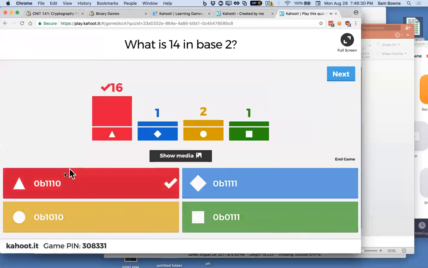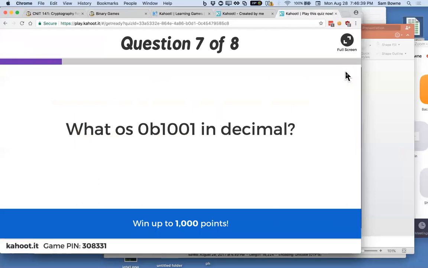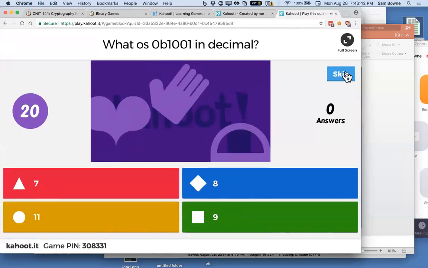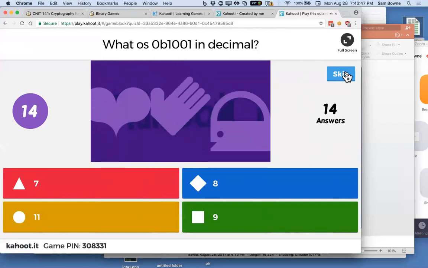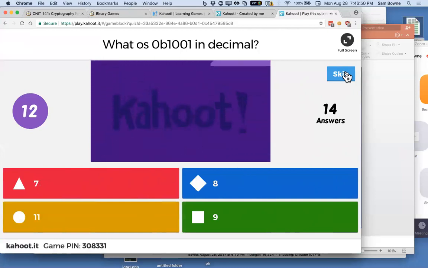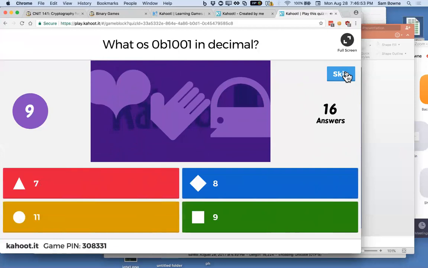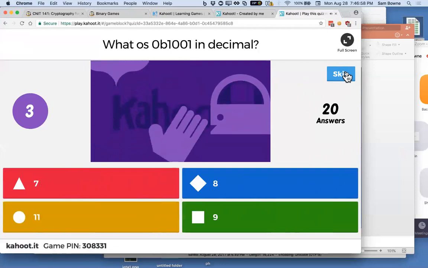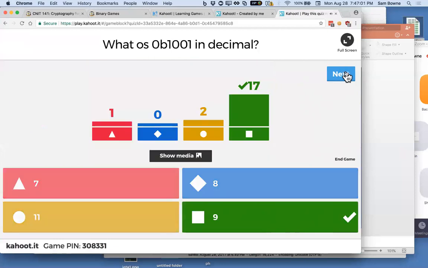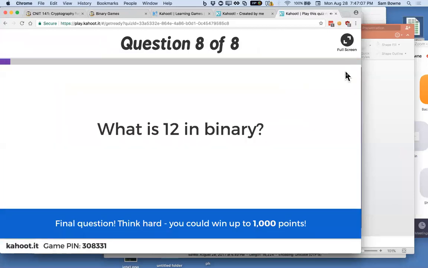Okay, that's the most popular answer, 1110, because it's 1 less than 15. This is 15, and that's 1 less. All right. How about that one? 1001. After a while, you get your nibbles memorized. Okay, it's 9. 8 plus 1. All right. How about 12? That's the last one.